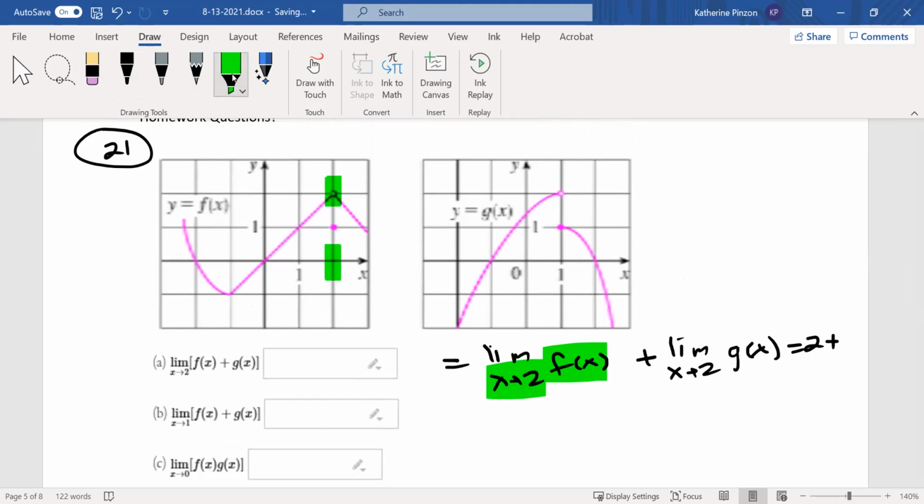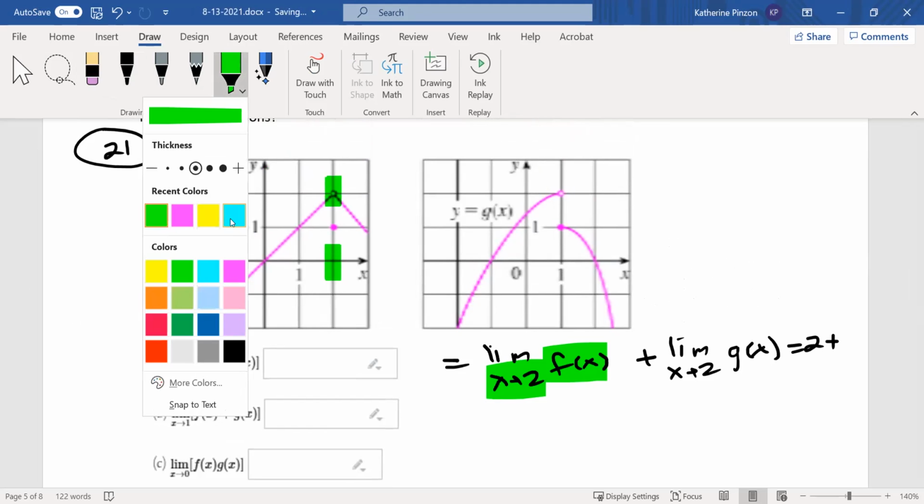Plus. No, it's only DNE if it's broken like this one is. You see how those two are broken at 1? Yeah, then it'll be DNE.